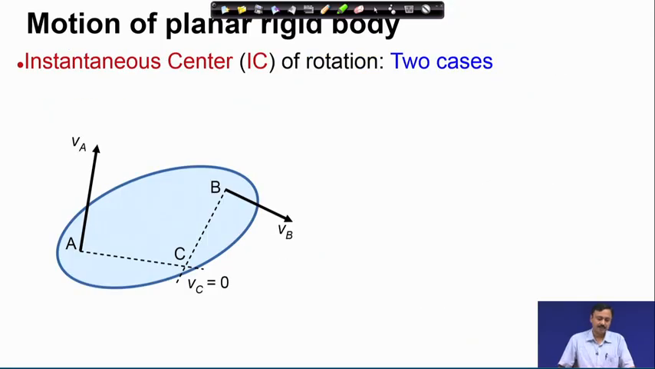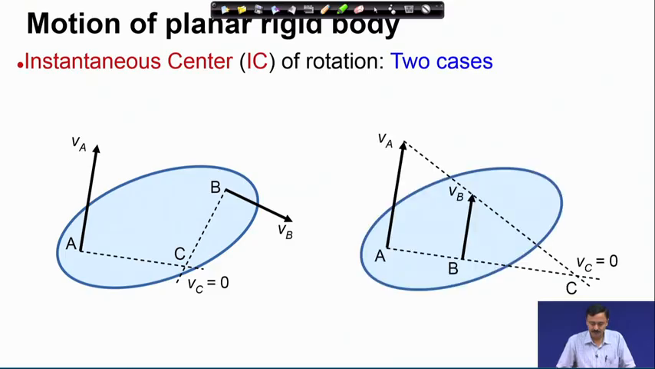Then we had discussed the concept of instantaneous center of rotation. So, if I take perpendiculars, then at the intersection of the two perpendiculars to the velocity vectors at A and B, the velocity at C must be 0, and I can also locate the instantaneous center of rotation when the velocity distribution at A and B is parallel, as shown here.